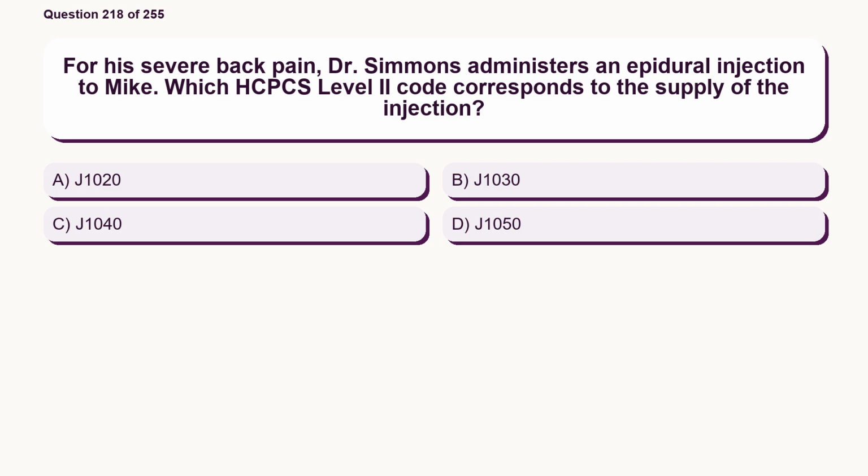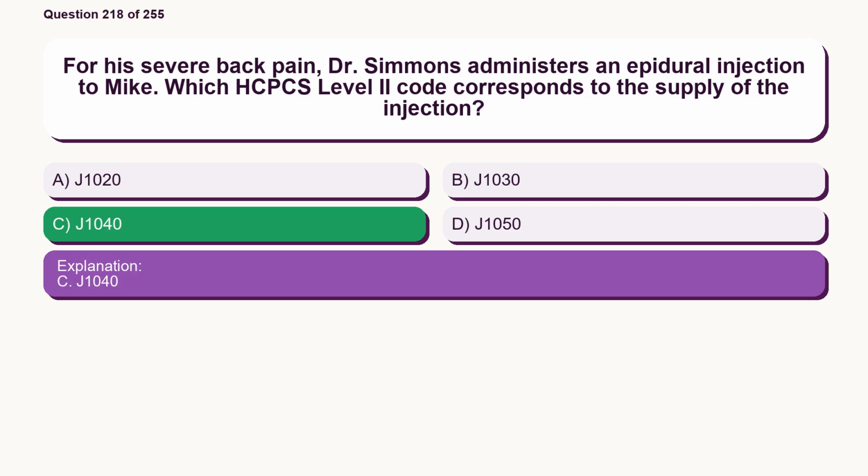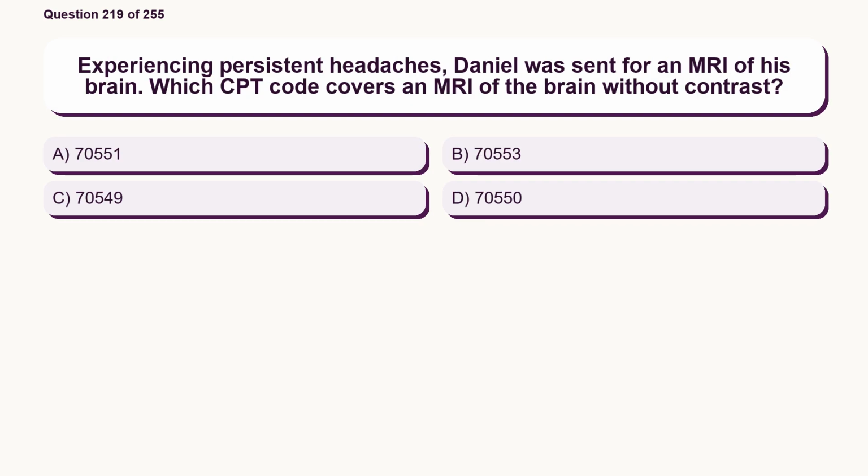For his severe back pain, Dr. Simmons administers an epidural injection to Mike. Which HCPCS Level II code corresponds to the supply of the injection? Option A, J1020. Option B, J1030. Option C, J1040. Option D, J1050. The correct answer is option C, J1040. Question 219.